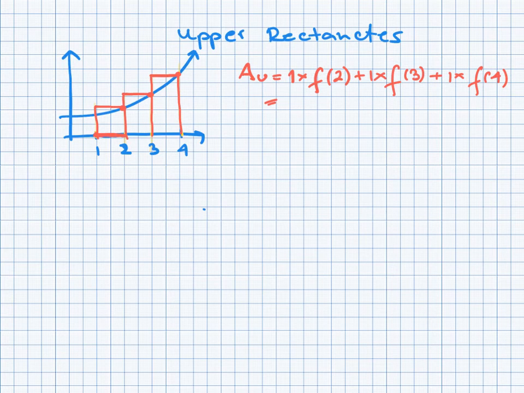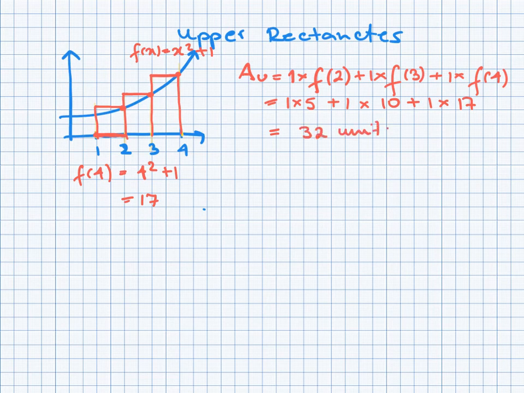f of 2 has already been calculated, so we just use that one. So 1 times 5 plus 1 times 10, and plus 1 times, we just need to calculate f of 4. Remember, f of x is equal to x to the power of 2 plus 1. So 4 to the power of 2 plus 1 is equal to 17. So times 17. When we add all this together, we end up with 32 units squared.